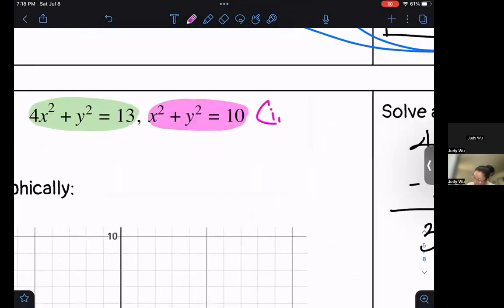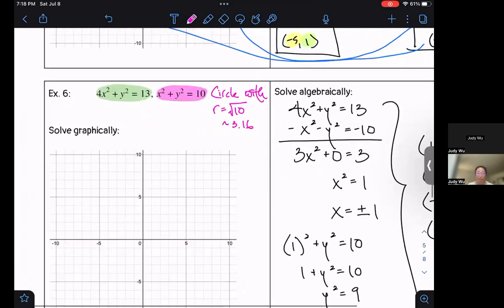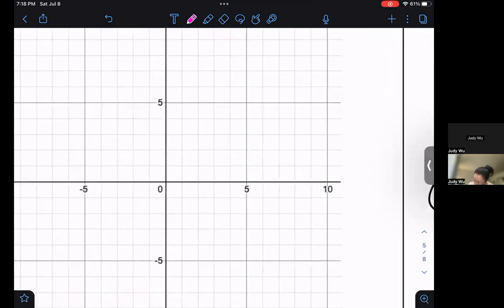I actually have a circle with radius equals the square root of 10. Now, I know that that's a gross number. Okay. But it is about 3.16. Okay. So I'm going to attempt to graph a circle here that has a radius of 3.16. So 3 and a little bit, 1, 2, 3 and a little bit, 1, 2. And we'll see how this goes.